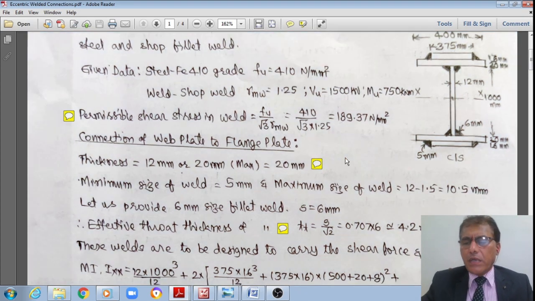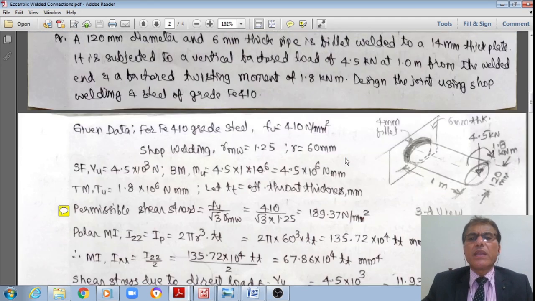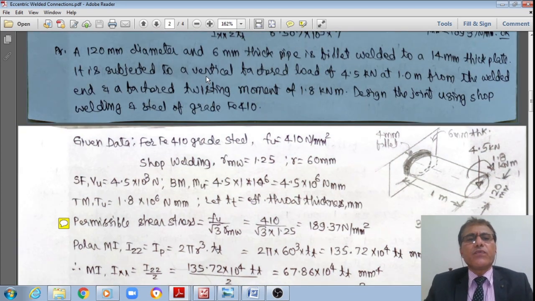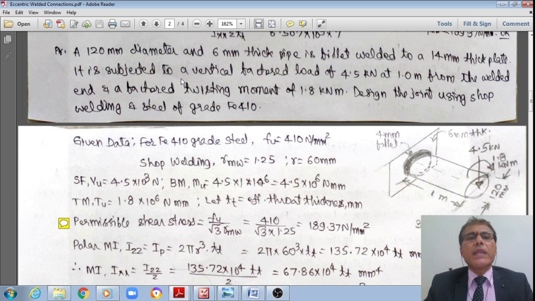Right? Now, I hope you understood this design, student. If you understood, let us move to the last design, the fourth problem, student. A 120 mm diameter bar.